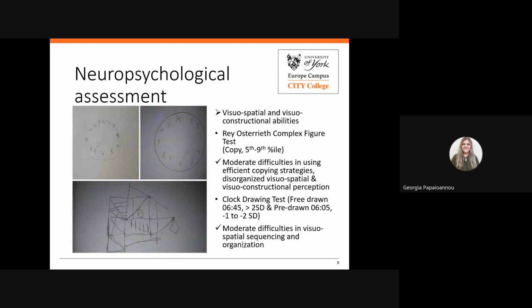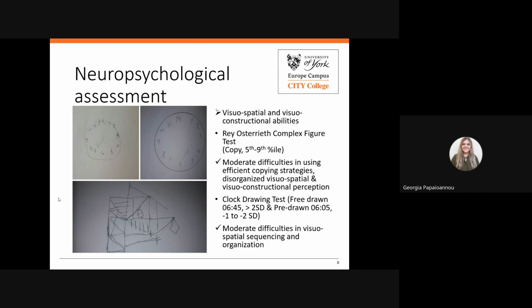For the visuospatial and visuoconstructional abilities, we have given the copy condition of the Rey-Osterrieth Complex Figure test, as we can see on the image below. This test reflected the difficulties this patient had in using efficient copying strategies, giving us the patient's profile to be disorganized in visuospatial and visuoconstructional perception.